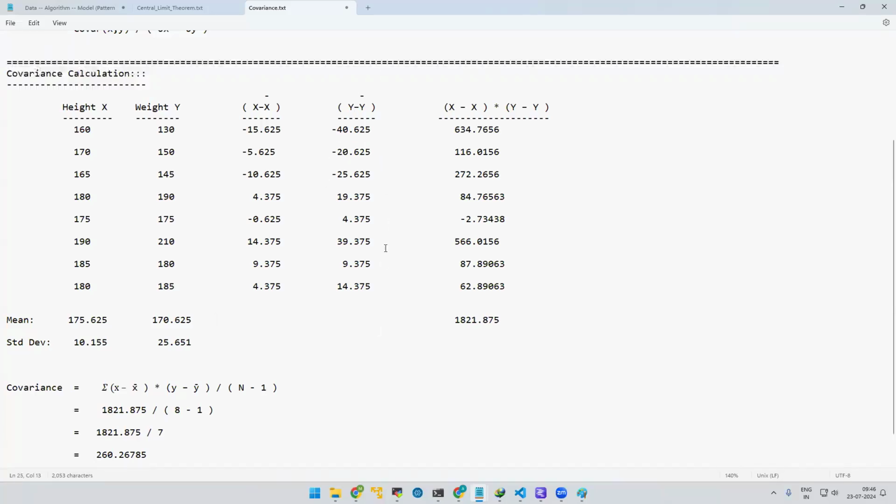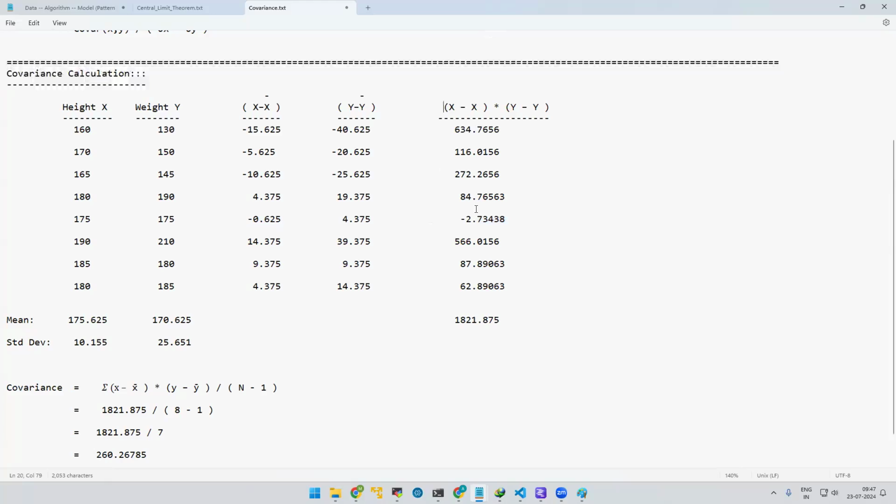I'm going to calculate for all the values. No questions on this part? Then we need to multiply these values and these values. So for each of these rows, minus 15.625 into minus 40.625 is 634.7656. Minus and minus become positive. Again, minus 5.625 into minus 20.625, we got 116, and so on. Only here we got negative because one is negative, the other one is positive. So that's the reason. Any questions on this part?